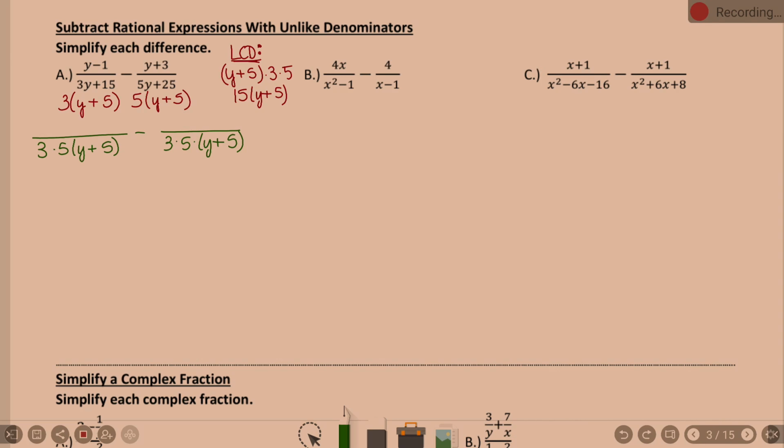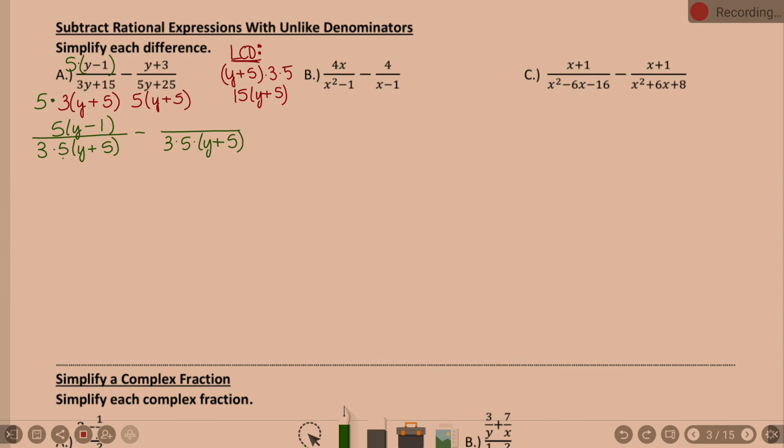Now, remember, look at your first fraction. Look at what was in the denominator and what my common denominator is supposed to be. What am I missing? There's a 3 and a y plus 5. We're missing the 5. So I'm going to have to multiply the denominator by 5 and the numerator by 5. So we're going to be doing 5 times y minus 1. Now, if you want to go ahead and multiply that right now, that's great.